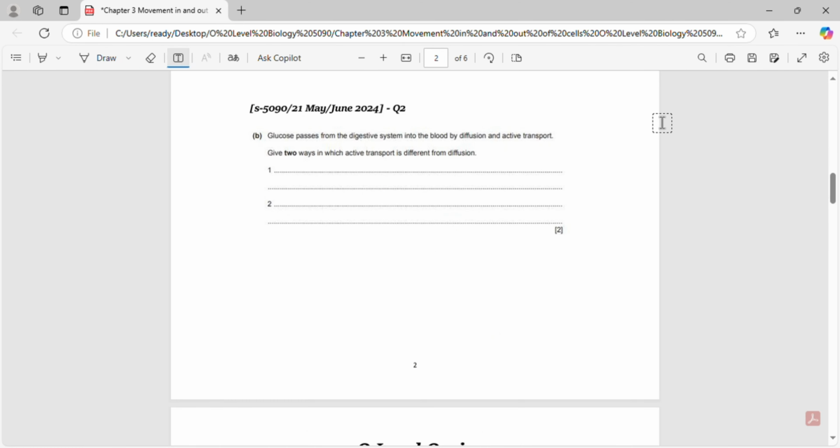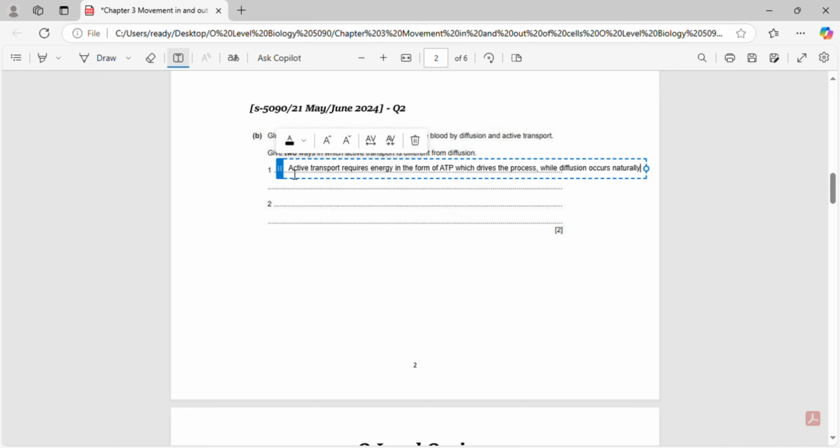Now, let's analyze a past paper theory question related to active transport and diffusion. The question requires us to identify two key differences between these processes. To achieve full marks, we must provide accurate and well-structured answers. First, we will write that active transport is an energy-dependent process that requires ATP to move substances across a membrane. In contrast, diffusion is a passive process that occurs naturally without the need for energy.